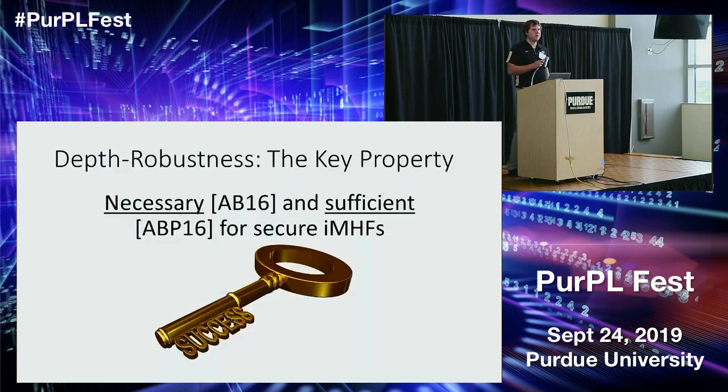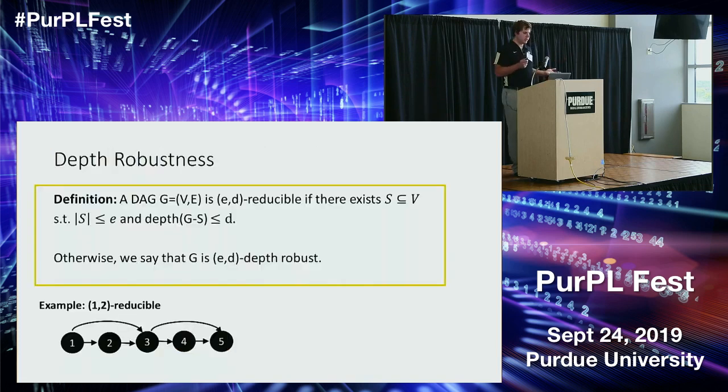Okay, so I've been working on memory hard functions for a couple years. Let me summarize a couple years of work in 2 bullet points. There's this combinatorial property called depth robustness, which is necessary and sufficient to build secure data-independent memory hard functions. So let me just briefly show you what depth robust graphs are.